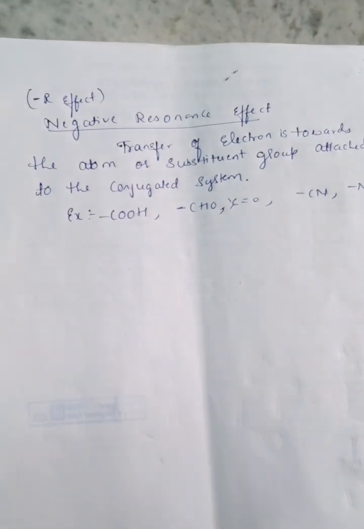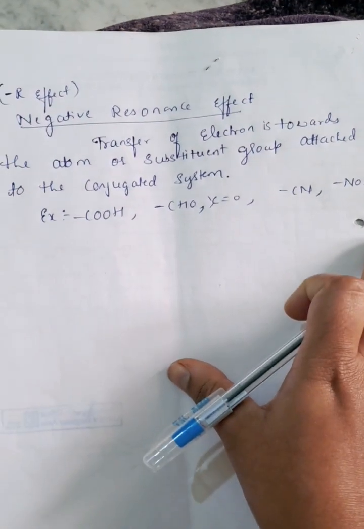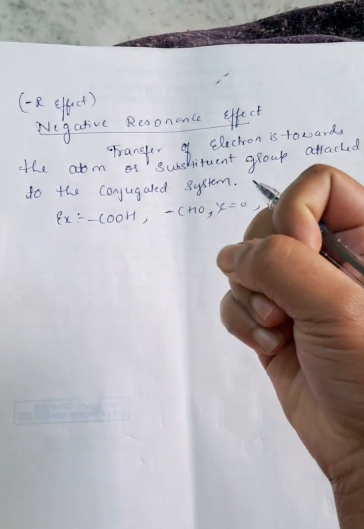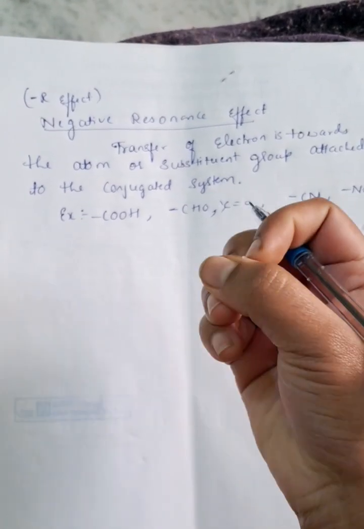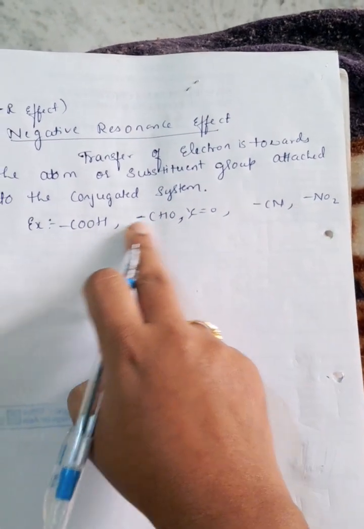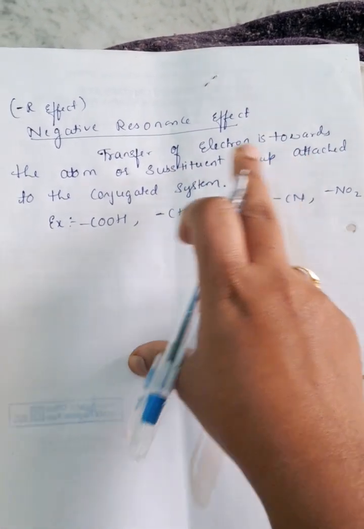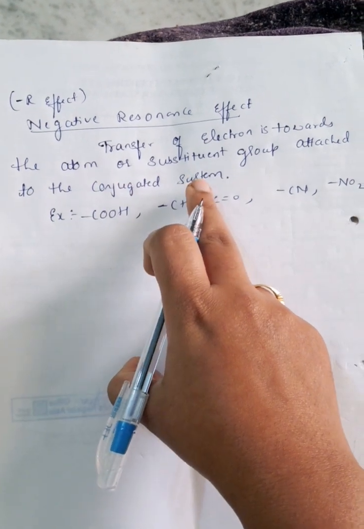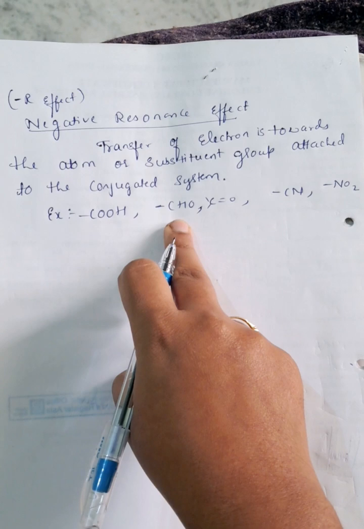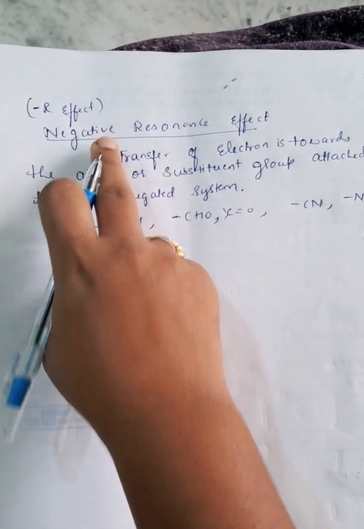Now let's go with the minus R effect. The minus R effect is just the opposite of the plus R effect. Here the electron is getting withdrawn. The electron is being pulled from the benzene ring by the electron withdrawing group. All these are examples of electron withdrawing groups. The transfer of electrons is towards the atom or substituent group attached to the conjugate system. That means from the benzene ring the electrons are pulled by these groups. The electron withdrawing group is creating a minus R effect.